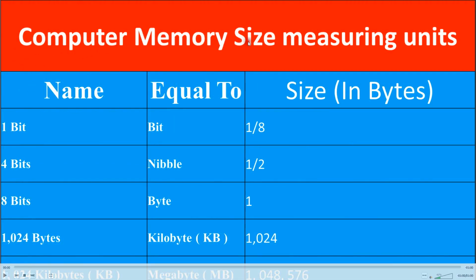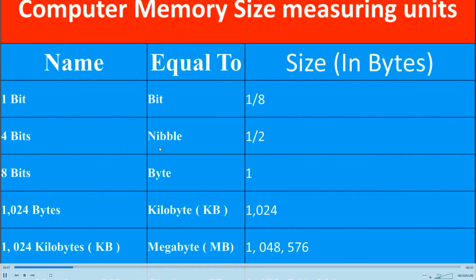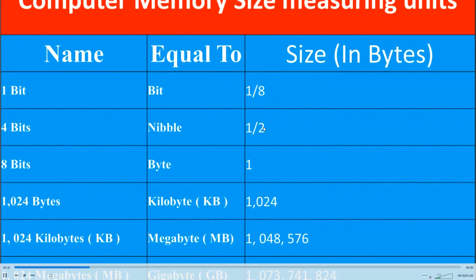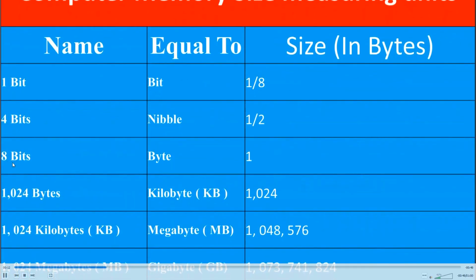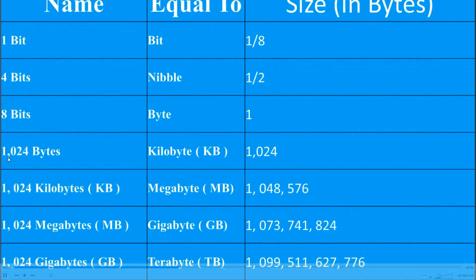Computer memory size measuring units. Name equal to size in bytes. 1 bit is equal to 1 bit. 1 nibble is equal to 4 bits, which is 1/2 byte. 1 byte is equal to 8 bits.